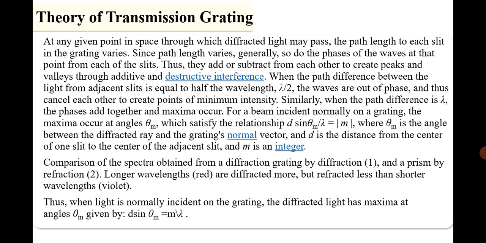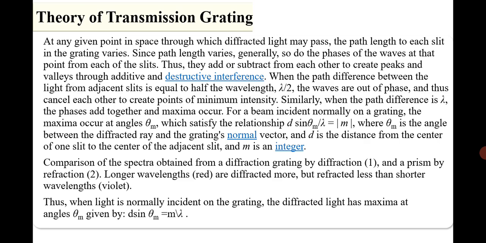For a beam incident normally on a grating, the maxima occur at angles theta m, which satisfy the relationship d sine theta m equals m lambda, where theta m is the angle between the diffracted ray and the grating's normal vector, d is the distance from the center of one slit to the center of the adjacent slit, and m is an integer. Comparison of the spectra obtained from a diffraction grating by diffraction (1) and prism refraction (2).